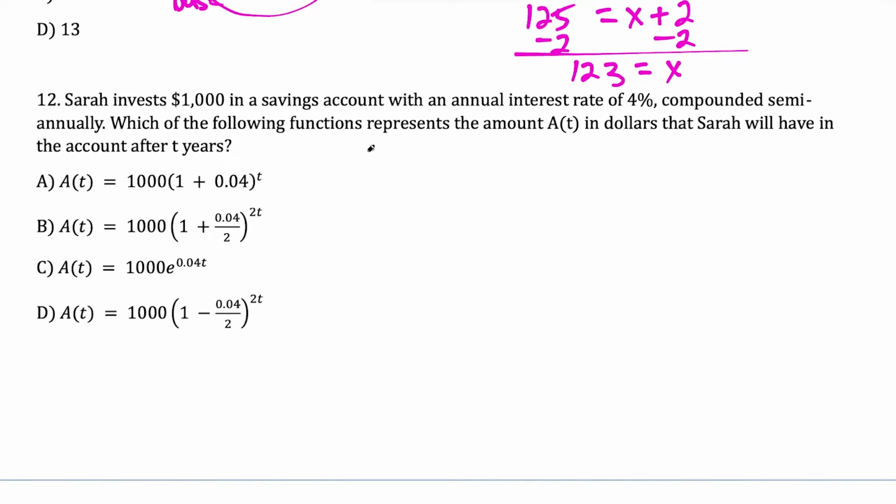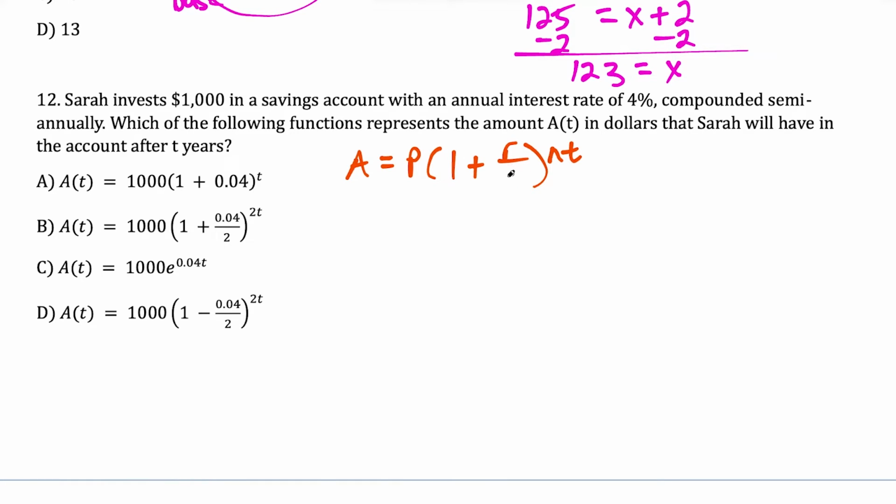So for this one here, we have to know this formula: A equals P times (1 plus R over N) to the NT power. And the difference between this formula and the formula I used earlier, where I had P times (1 plus R) to the T power, is this new term here, N.